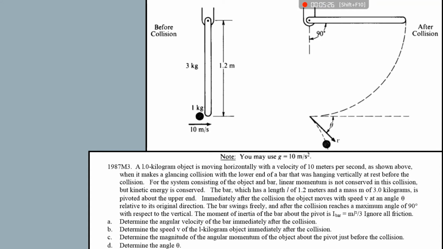Linear momentum is not conserved in the collision, and we have a glancing collision. But kinetic energy is conserved. The bar has a length of 1.2 meters and a mass of 3 kilograms, which is pivoted about the upper end. So we've got a uniform distribution of our mass right now. So that means our center of mass right now is here in the middle.